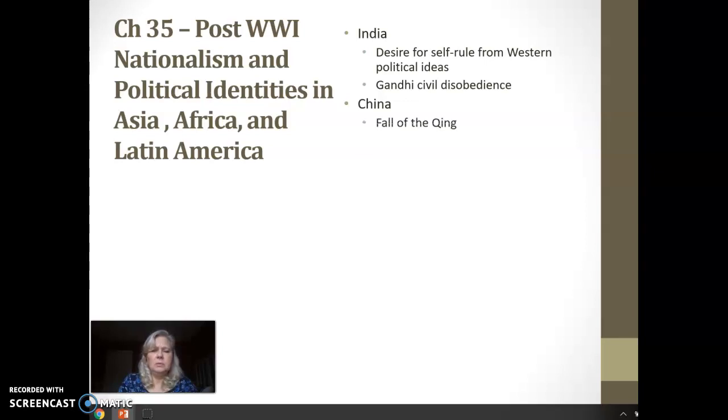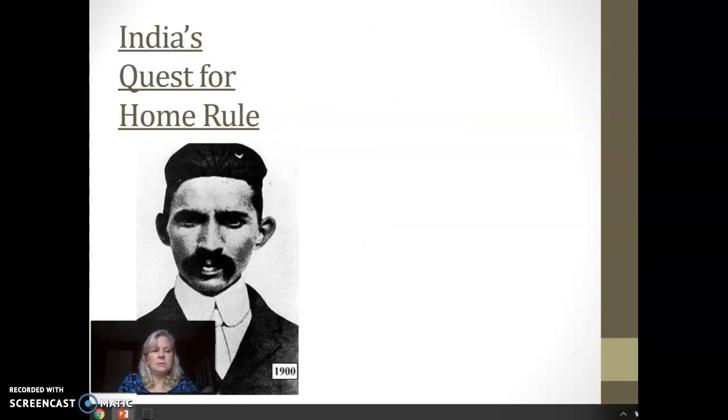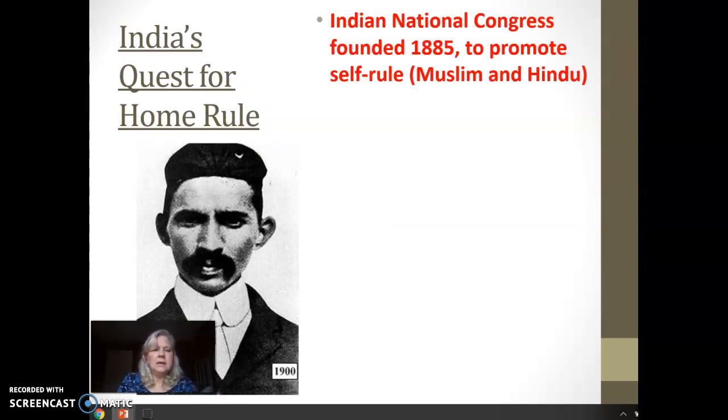In China, we'll see some really monumental changes as Imperial China falls and as the struggle of China for China is really sought after by the Nationalists under the Kuomintang, and then the Chinese Communist Party, who would become the Maoists. In Japan, we're going to see them grow as an economic and imperial power with a really high degree of nationalism. We'll also take a little bit of a look at what was going on in Latin America as well.